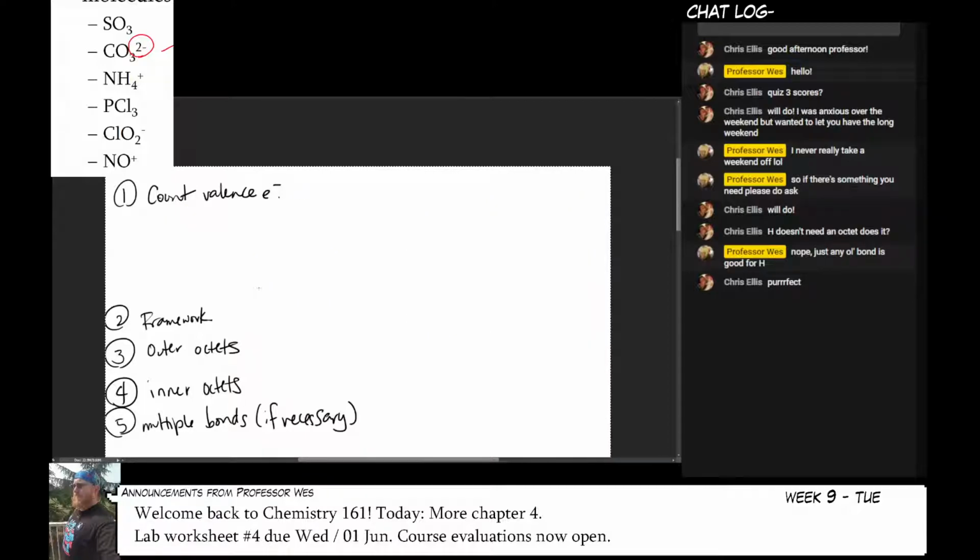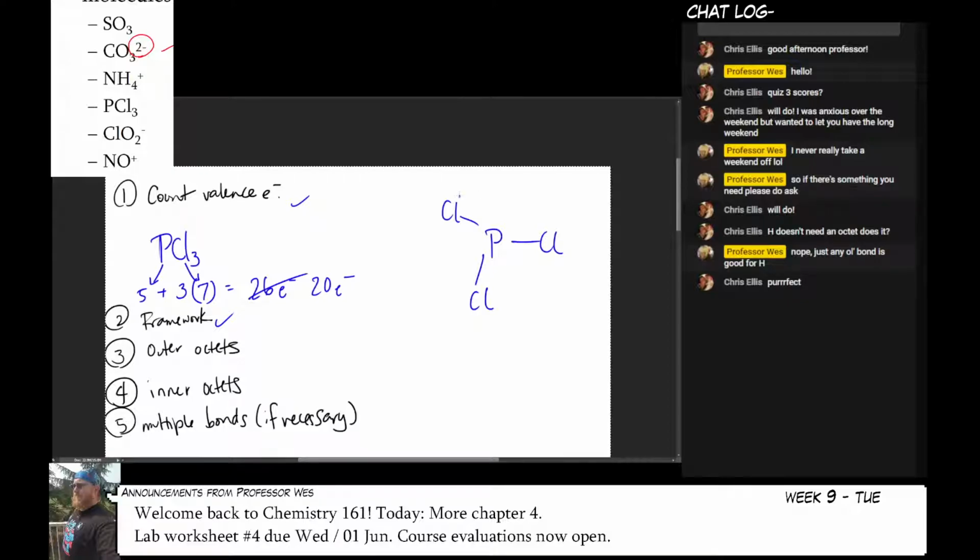All right, let's do PCl3. So phosphorus is 5, chlorine 7. There are 3 of them. I have 26 electrons around this one. I'll just arrange them like that or so. So let's connect 2, 4, 6. That leaves me with 20 electrons left.